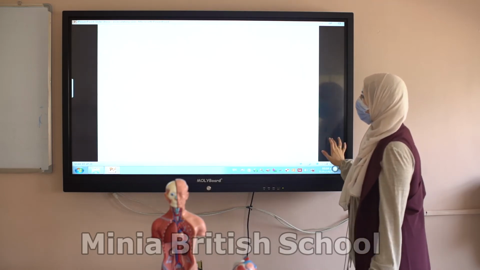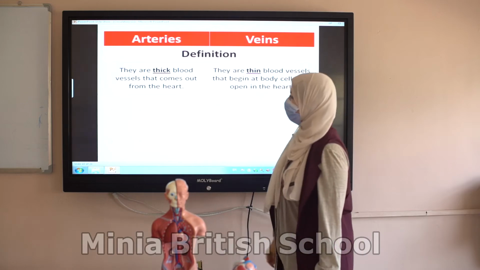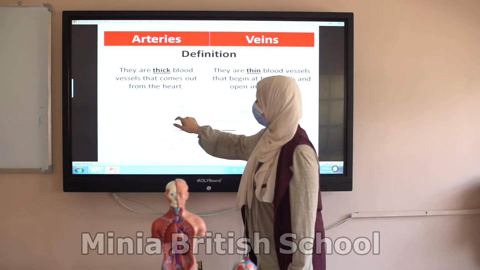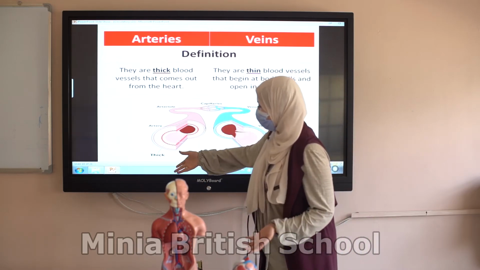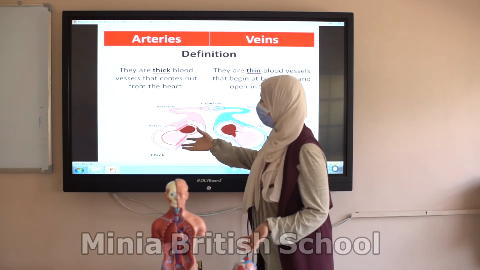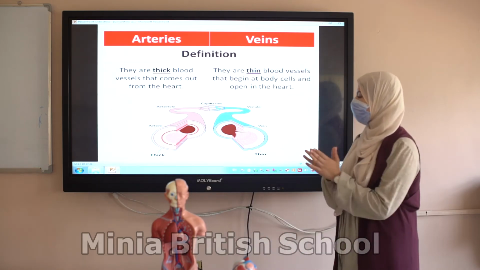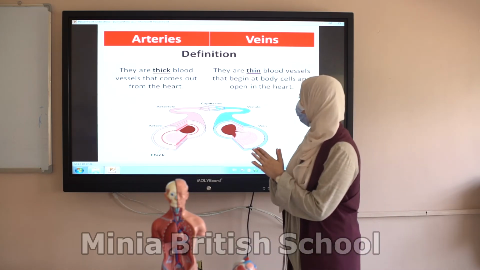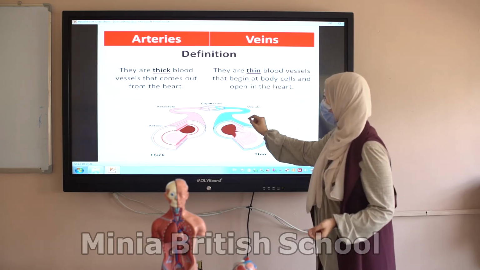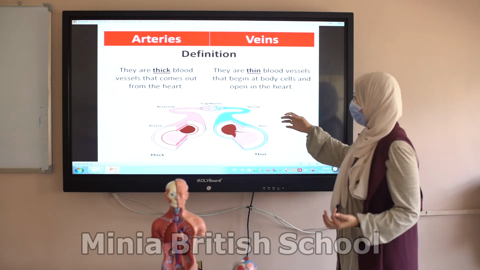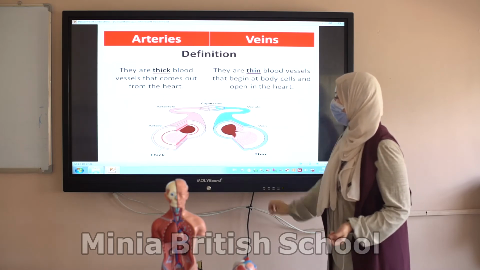Let's compare between the arteries and veins. According to their definitions, arteries are thick. They come from what? They come out of the heart. So the arteries are thick and come from the heart. What about veins? They are thin. They begin at the body cells and open in the heart.